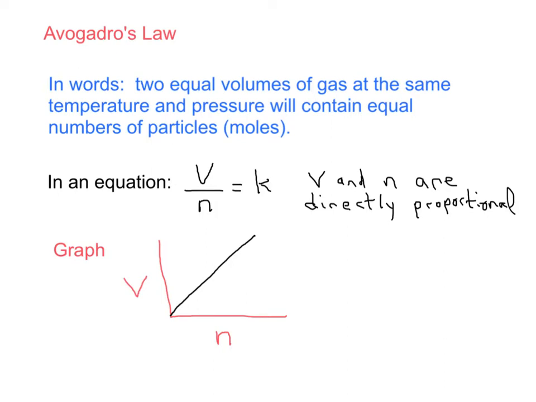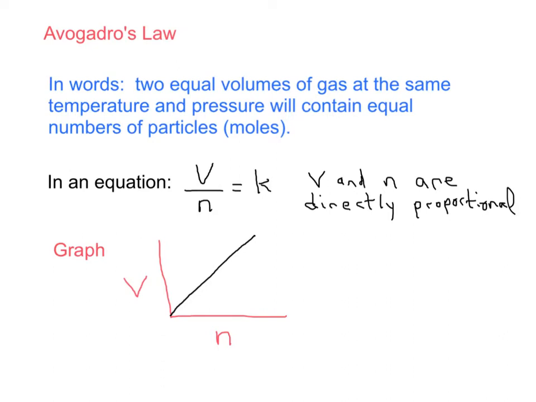So let's take a look at that. The first law that brings the number of moles into play was actually originally a hypothesis. It was proposed by Amadeo Avogadro, the one who the 6.02 times 10 to the 23rd is named after. In his law, which was originally a hypothesis, he said two equal volumes of gas under the same temperature and pressure will contain equal numbers of particles or equal moles. They didn't have the concept of moles back then, but now we say moles.